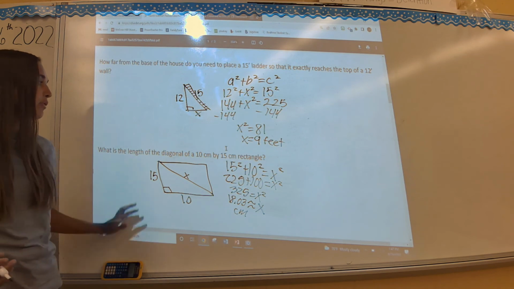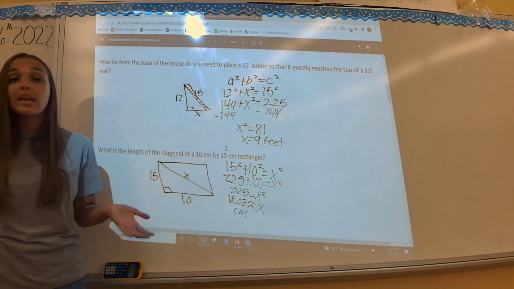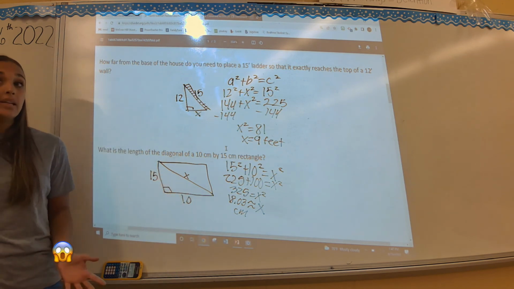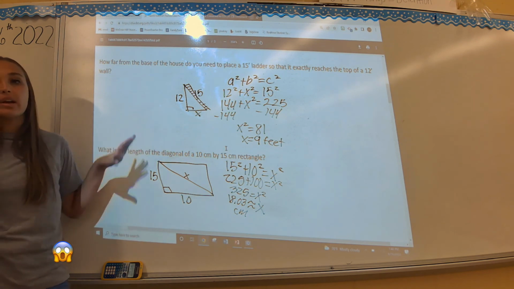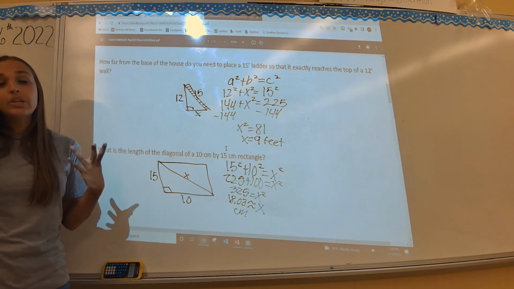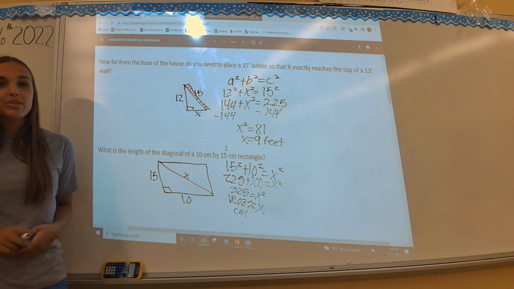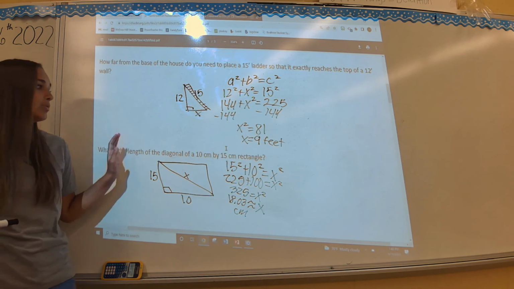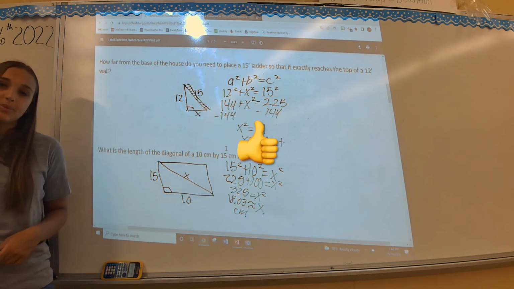Like I said before, sometimes these word problems look a little bit scary, look a little intense. However, if we draw the diagram, sometimes it becomes a little bit easier, we envision it, and we're able to do it. So I hope this helped you guys with your word problems for Pythagorean theorem.